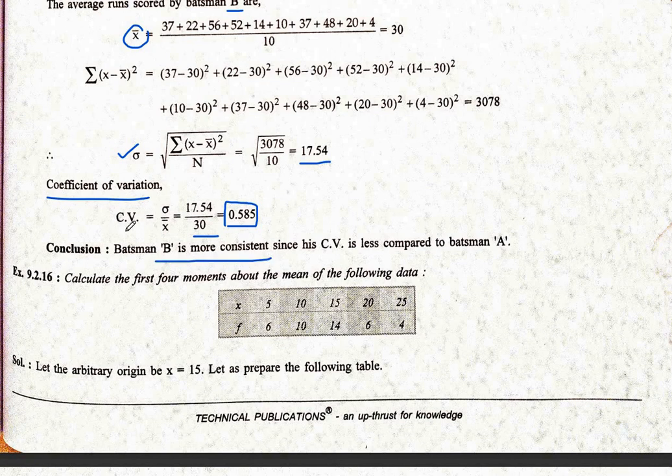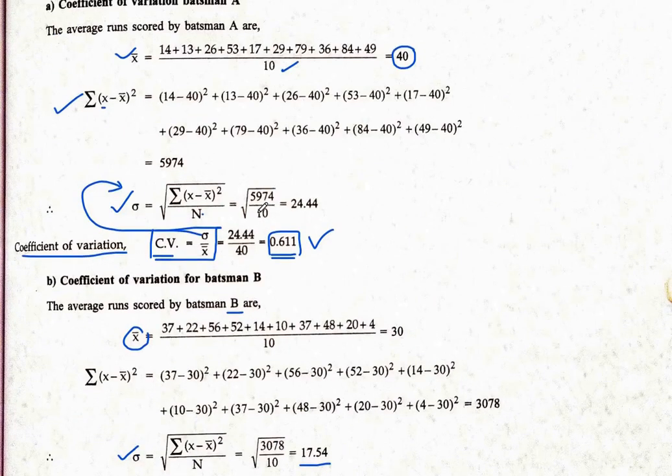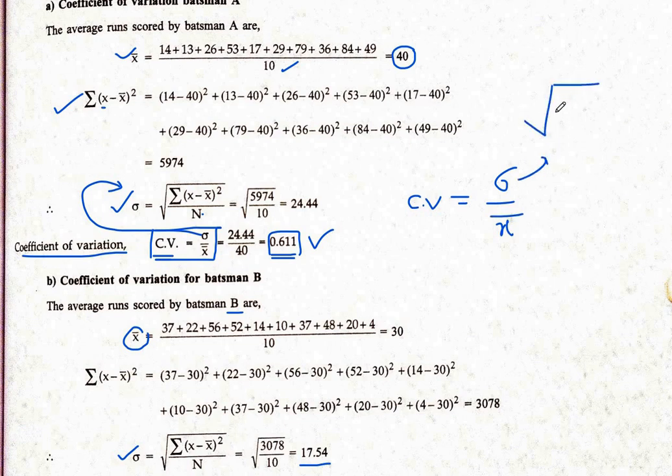Based on the coefficient of variation, we can say which batsman is more consistent. The batsman whose coefficient of variation is less is more consistent as compared to the other batsman, who has a higher coefficient of variation. So this is the formula for calculation. The coefficient of variation is equal to sigma divided by x bar. Sigma has the formula in the summation: x minus x bar square, divided by n.